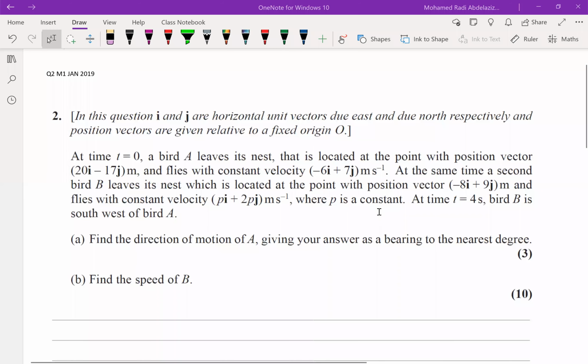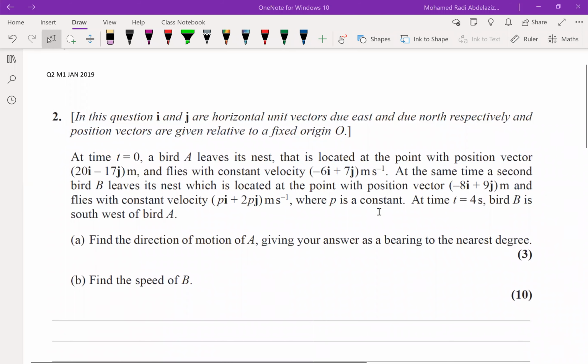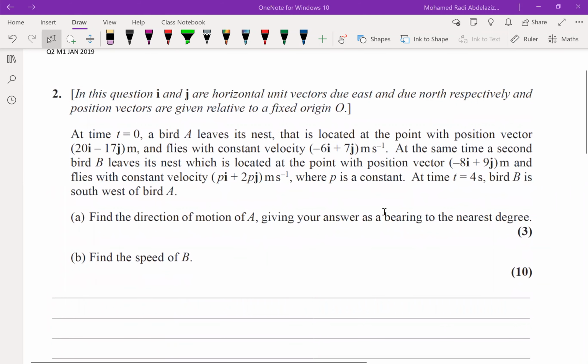Hi guys, in this tutorial I'm going to solve question number 2, Mechanics 1, January 2019 Edexcel syllabus. At time t0, bird A leaves its nest that is located at the point with position vector 20i minus 17j. This is R0, the initial position, and flies with a constant velocity. This is the velocity v.